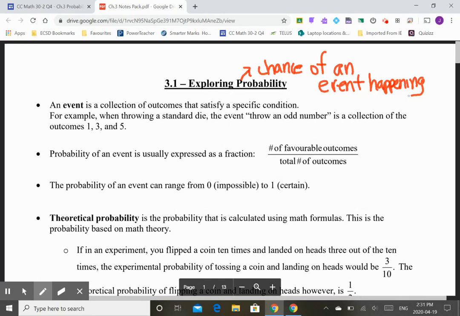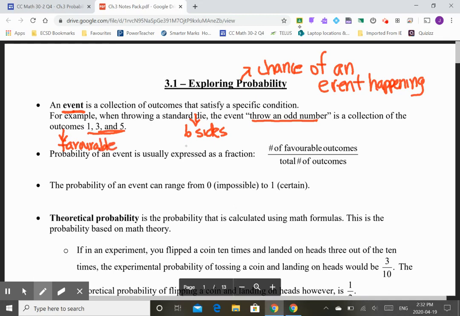And in 3.1, what we're going to do is just talk about how we calculate basic probability and some of the ways that we can apply basic probability. Let's first define what an event is. An event is just a collection of outcomes that satisfy a specific condition. For example, if you were throwing a standard die, which has 6 sides, and our event was the probability of throwing an odd number, the collection of outcomes is 1, 3, and 5. And what we should say is those are the favorable outcomes.